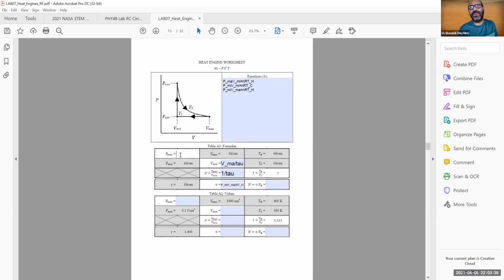There is another thing that they want us to find, and that is Pmax. Pmax in this case is going to be given by taking the ratio, for example, of the first two equations. If I take this equation over that equation, the volumes, Vmin and Vmax, will cancel. So it'll be left with Pmax over Pmin equal to nRTH over nRTC, and TH and TC are given. And the ratio is actually tau in here. So it's going to be Pmin times tau.